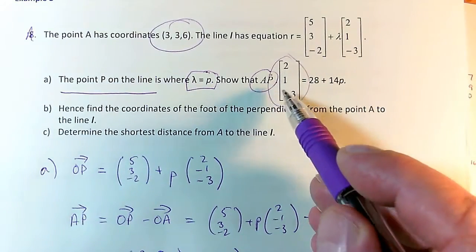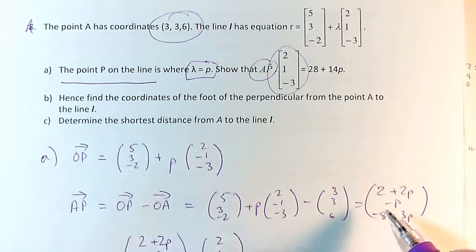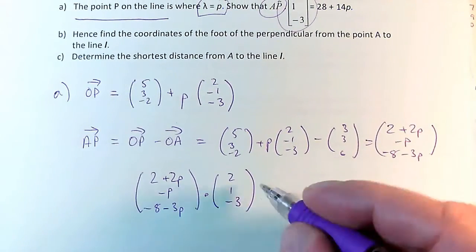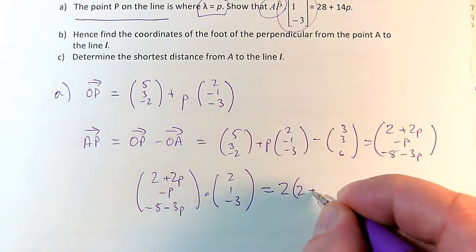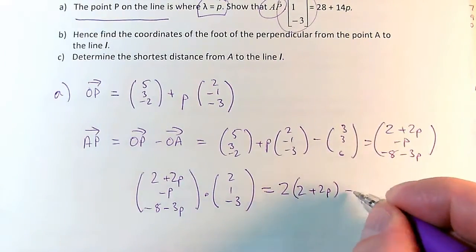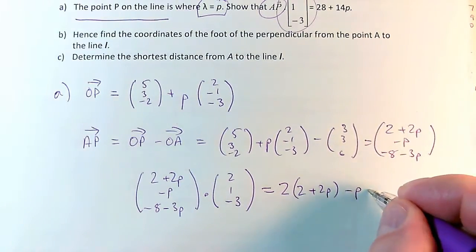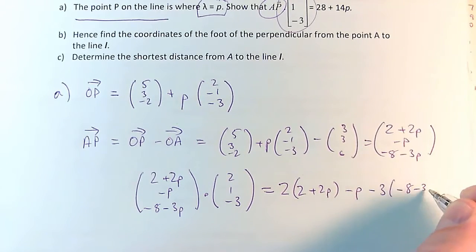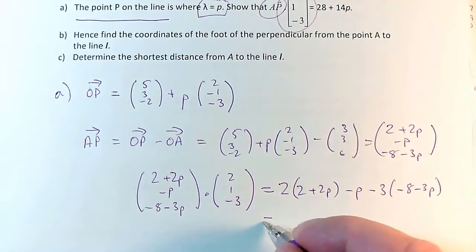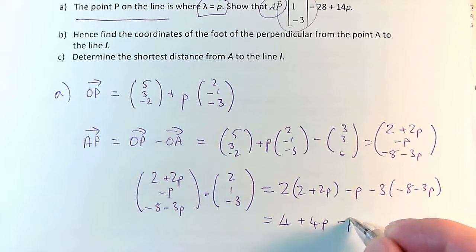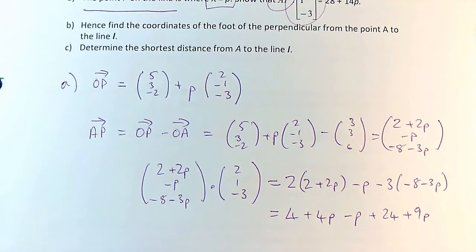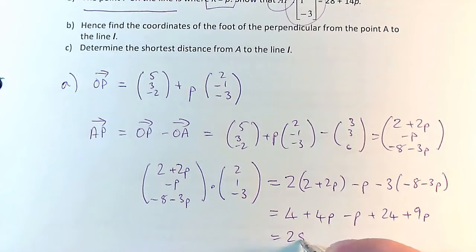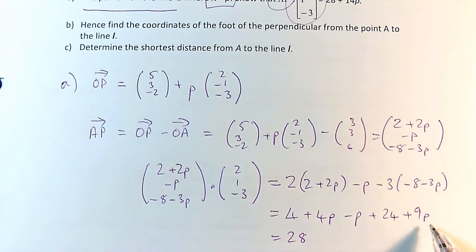And then I've got to do AP dotted with the vector (2, minus 1, 3). So that's this vector dotted with (2, minus 1, 3), which I set up here. And so I've got to do 2 times the bracket 2 plus 2P. And then 1 times minus P is minus P. And this bottom thing is going to be minus 3 times the bracket of minus 8 minus 3P. So I've just got to multiply this all out. So I get 4 plus 4P minus P plus 24 plus 9P. Okay, so what am I going to get? I've got 4 plus 24, so I'm going to get equals 28. And I'm going to have 4P minus P is 3P plus 9P is plus 12.